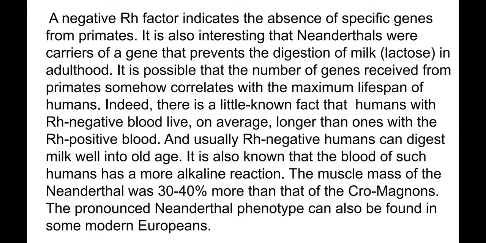But meanwhile, it is also interesting that Neanderthals were carriers of a gene that prevents the digestion of milk sugar, lactose, in adulthood. So again, there is some connection to Neanderthals: people who have more genes from Neanderthals cannot digest milk, and people who don't have this gene digest milk quite well. And I can drink milk, no problem, at any age.